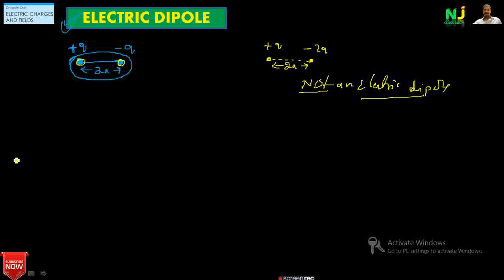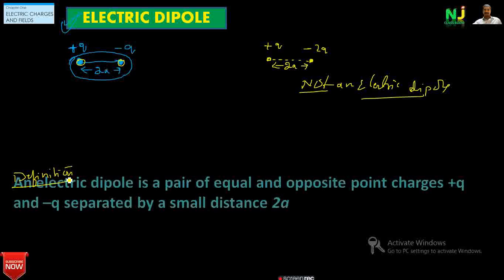So now what is an electric dipole? There is a simple definition: an electric dipole is a pair of equal and opposite point charges plus q and minus q separated by a small distance 2a.